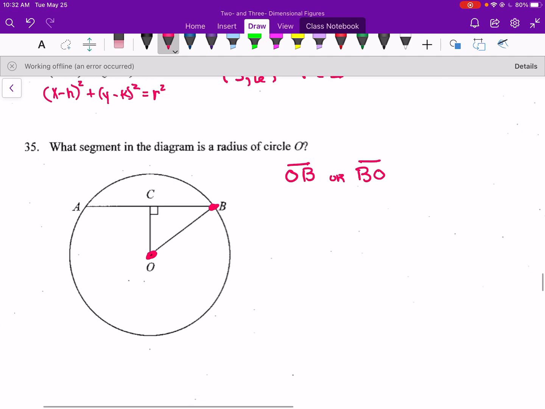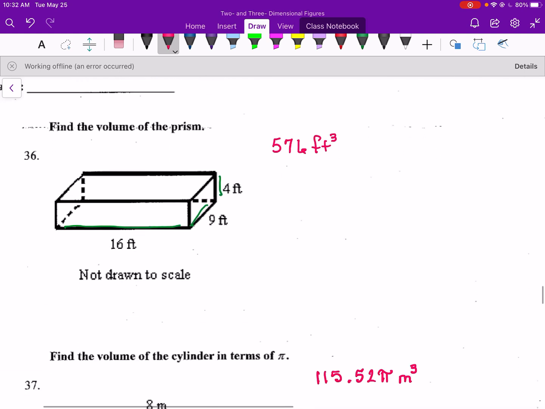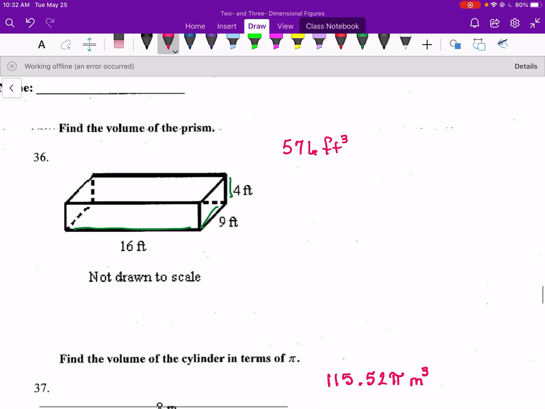Starting with number 36, these are problems like our last unit. Okay, our last unit test, the one we just took. So I'm going to go through, remind you of what everything is and the formulas, and we'll show you what numbers to punch in the calculator.